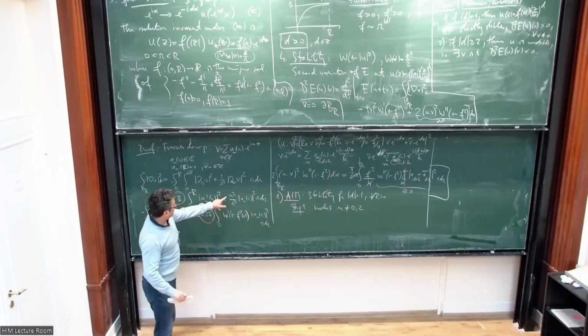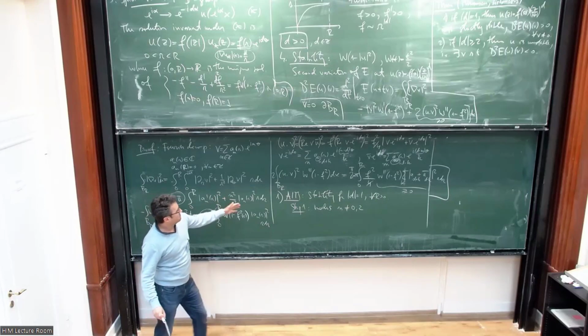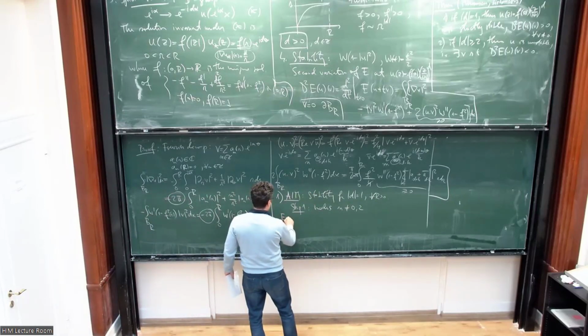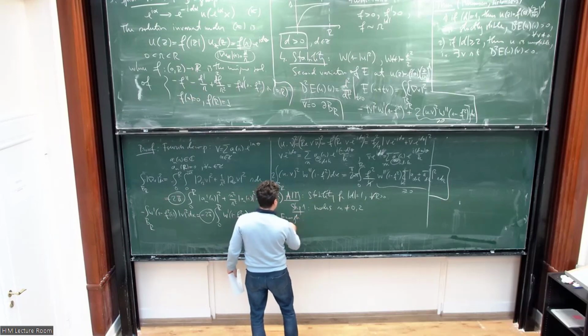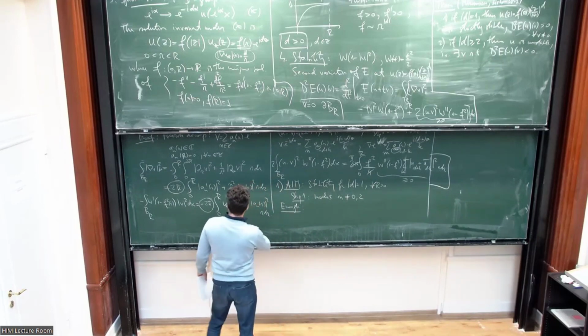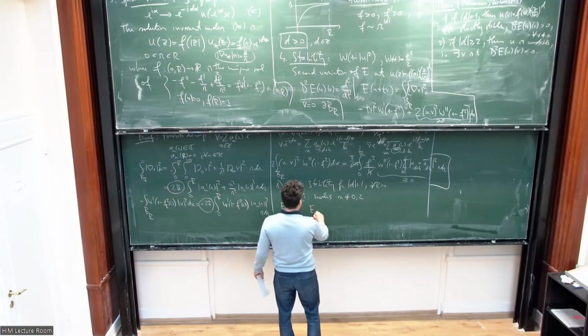So for the ones where I have n different than 0, I don't care about that. So it's enough to show that this quantity is positive. Okay, so let me call it En.